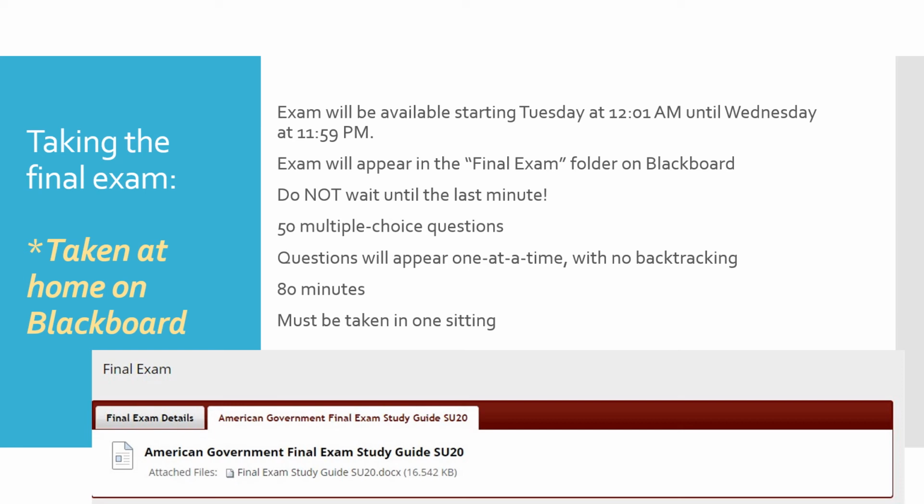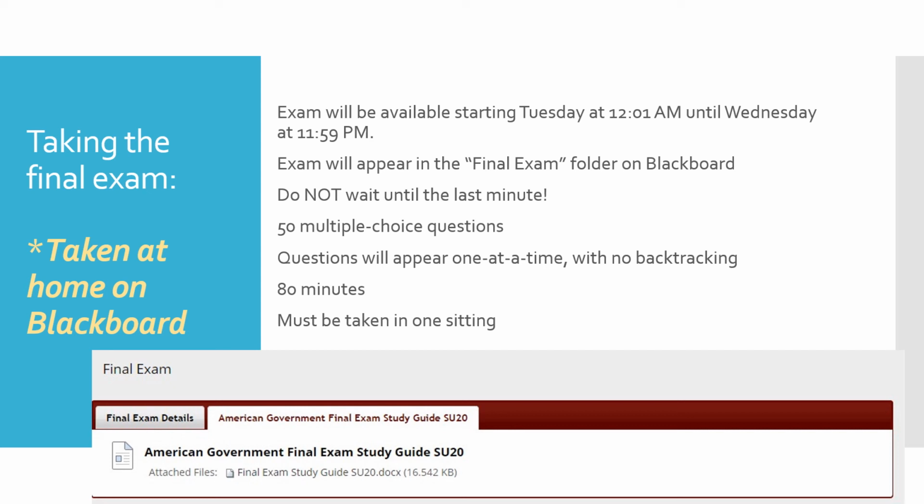You should prepare and not wait until the last minute. That's one of the most important things here. Just because you have until Wednesday at 11:59, if you don't give yourself plenty of time, you may find yourself going over time, and there is no credit for an exam that is submitted after 11:58 p.m. Basically 11:59 or later, it's too late.